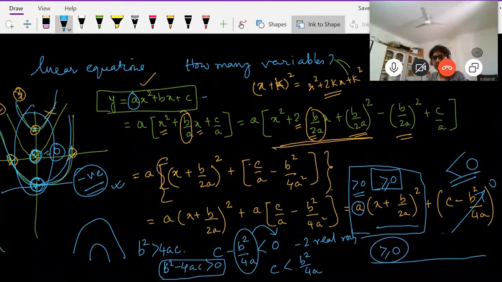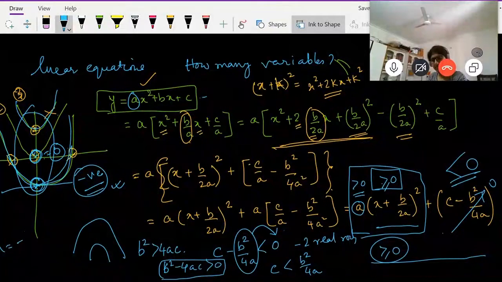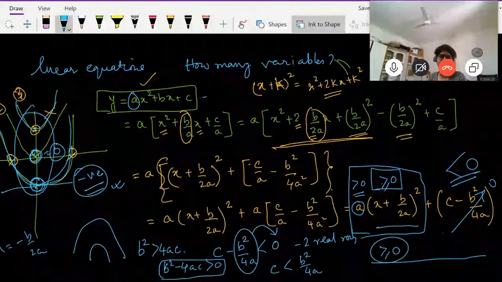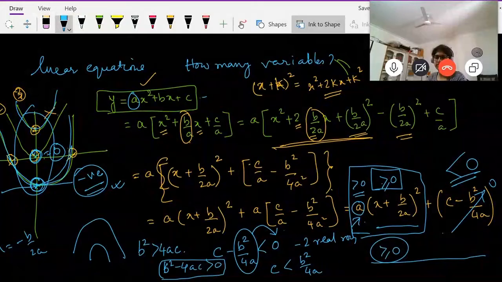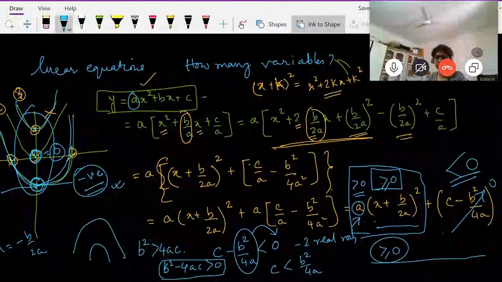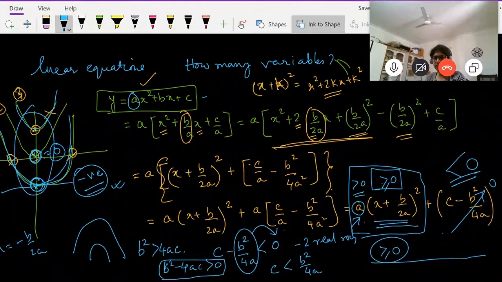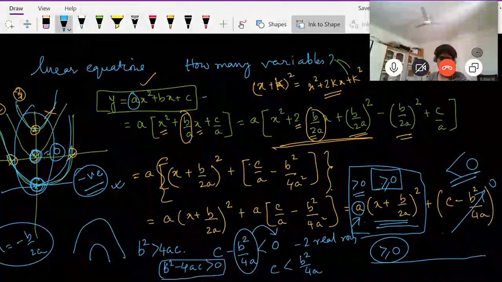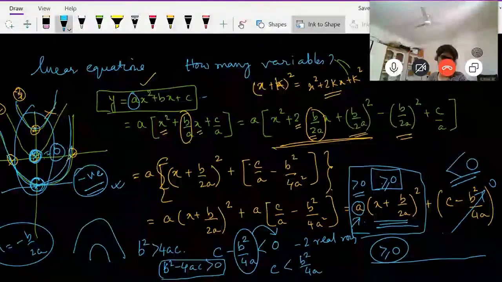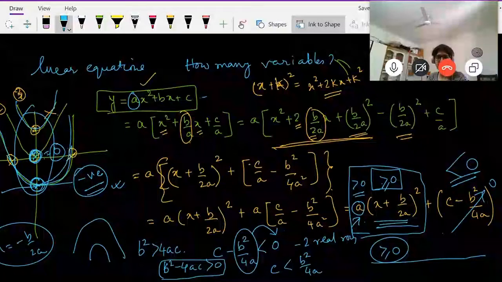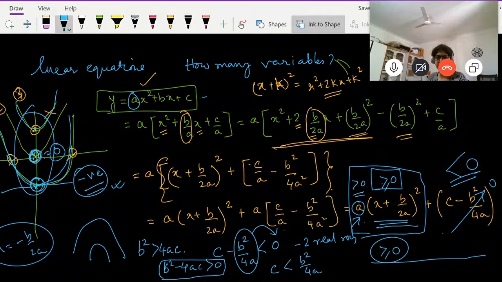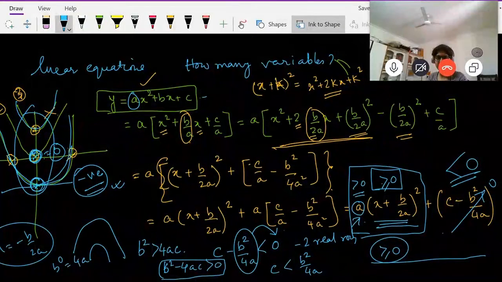If it is 0, then x is equal to minus b by 2a, because a is greater than 0, that we have considered. A cannot be 0, right? If a is 0, then the equation doesn't exist. So a is greater than 0, so this term has to be equal to 0. If it is equal to 0, then x is equal to minus b by 2a, which would be the unique solution for this equation. Clear? And that can only happen when b square is equal to 4ac.